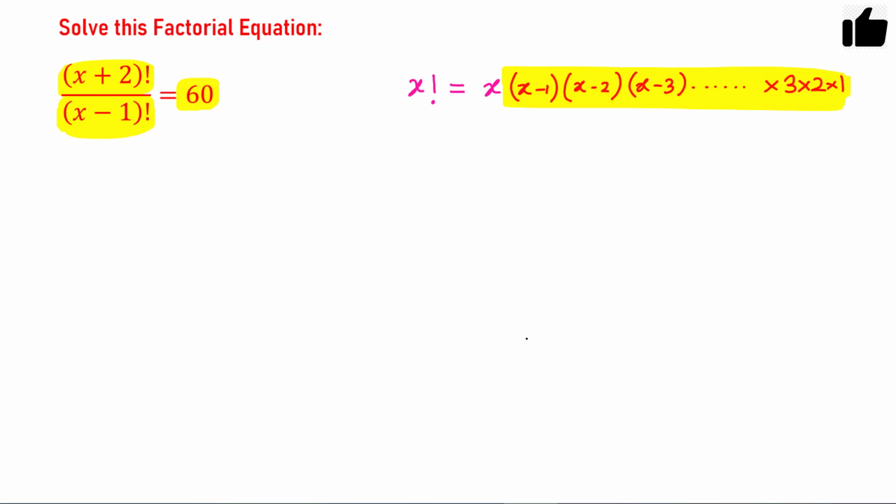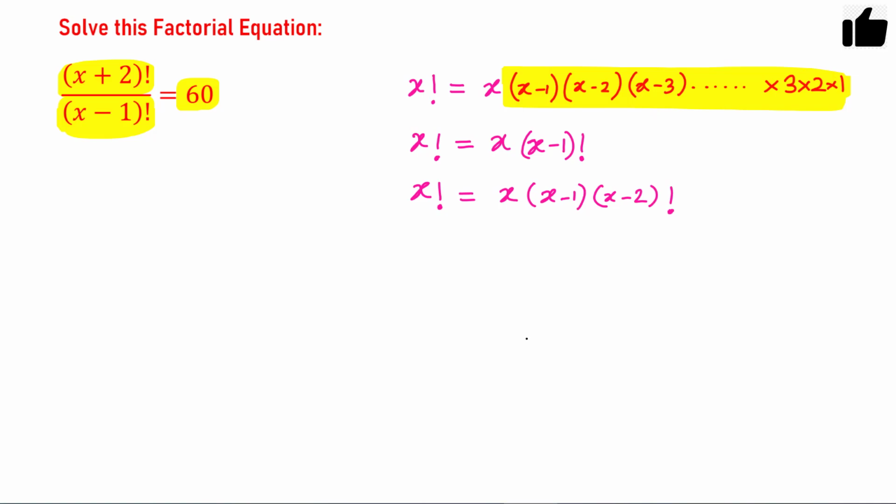So I can say this is nothing but x factorial equals x times x minus 1 factorial. In fact, I can also write this expression as x factorial equals x into x minus 1, and then from here to here, this is x minus 2 factorial. So let us use these results to solve this problem.